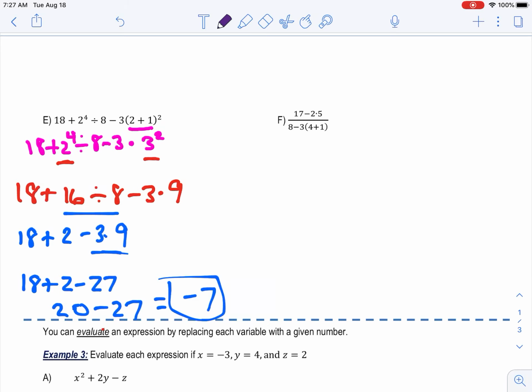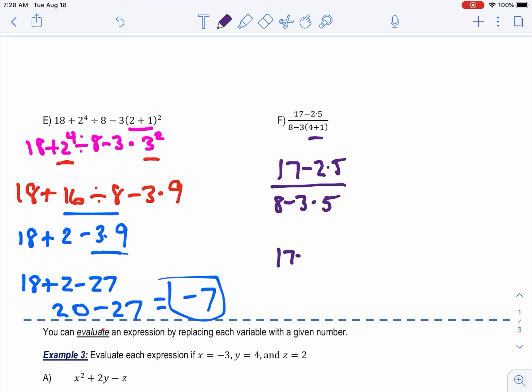I notice there's some parentheses in this, so I'm going to rewrite this as 17 minus 2 times 5 over 8 minus, now remember, that's going to turn into 3 times 5 there. All right, I see multiplication on top and bottom, so let's do that part. So 17 minus 2 times 5 is 10, all over 8 minus 3 times 5 is 15.